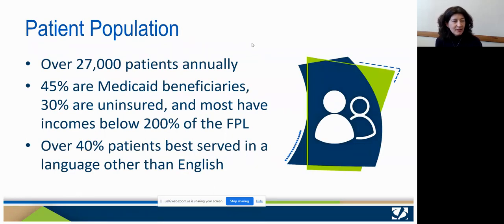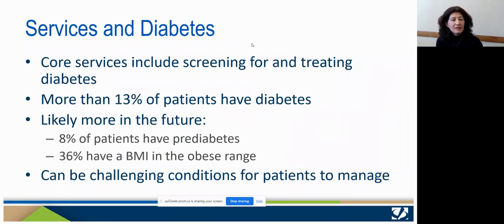Westside serves over 27,000 patients annually. Of these patients, 45% are Medicaid beneficiaries, 30% are uninsured, and most have incomes below 200% of the federal poverty level. Over 400 of our patients are best served in a language other than English as well. So that provides some of the context in which we see our patients.